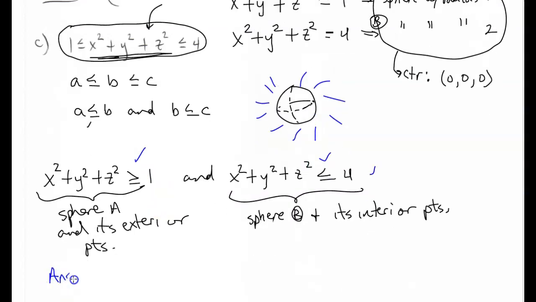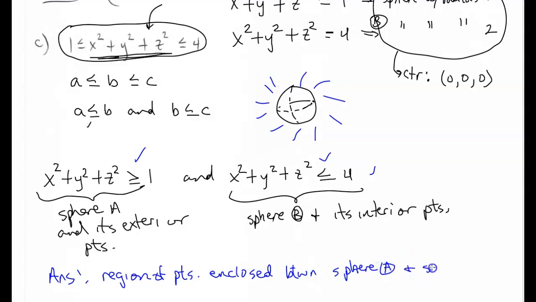So to make things simple, the answer is going to be just the region of points enclosed between sphere A and sphere B. And I'm just calling it sphere A and sphere B to shorten what I have to write.